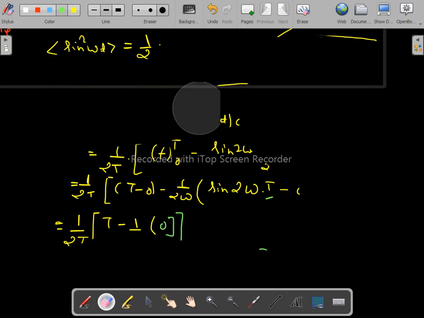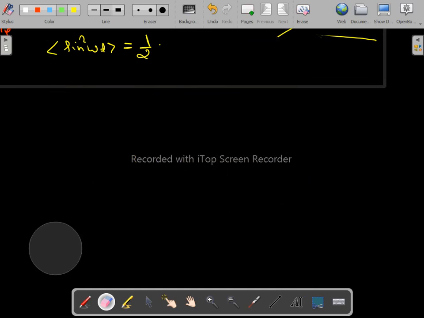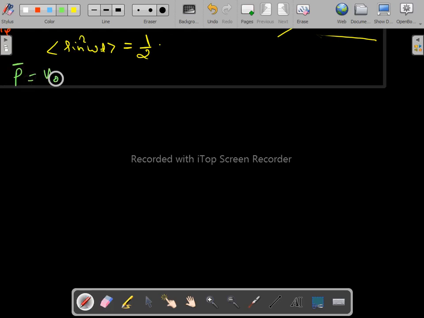So we know that the average value of sine square omega t is 1 by 2. So we have calculated the average power, which was V naught into I naught into sine square omega t, and this average value is 1 by 2, right? So we can write this 2 as root 2 times root 2, giving V naught by root 2 and I naught by root 2. Any problem? No, sir. Because 2 can be written as the product of its square roots like this.